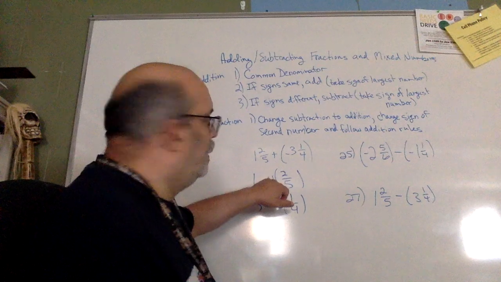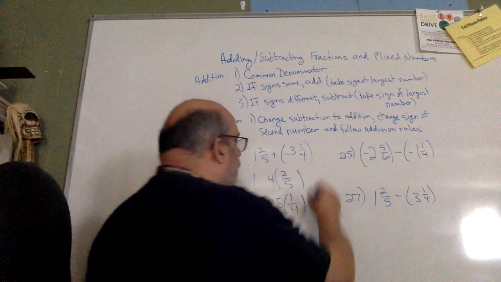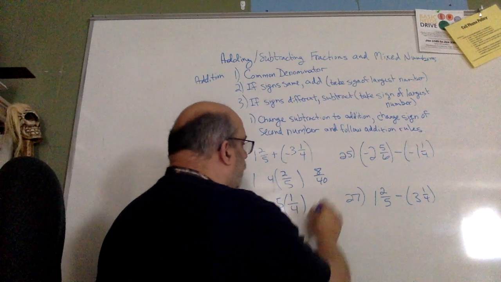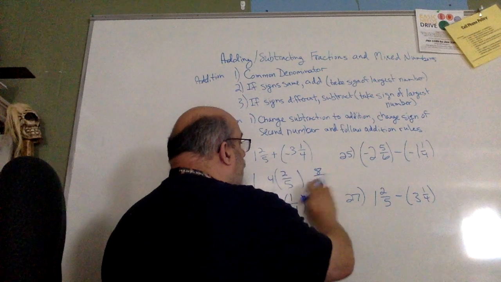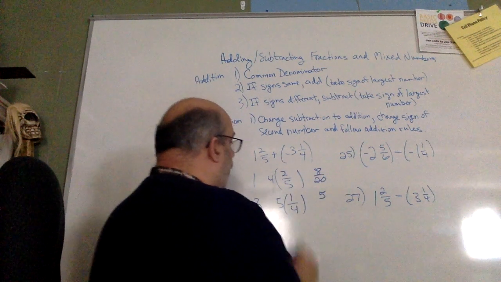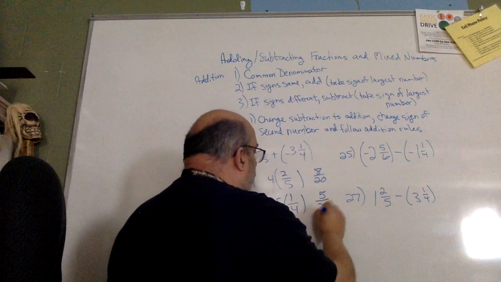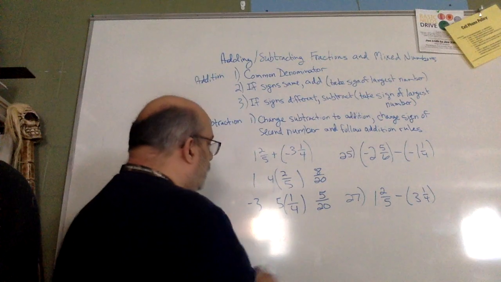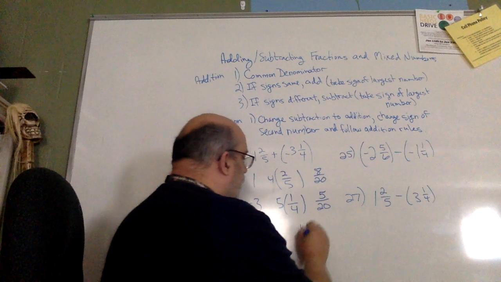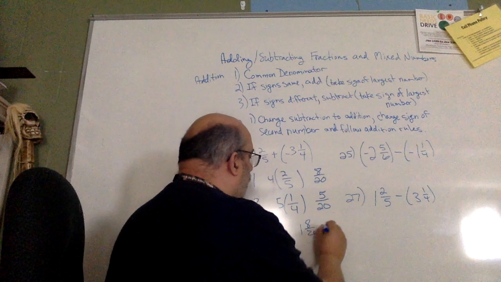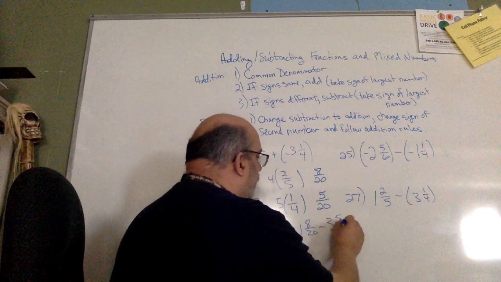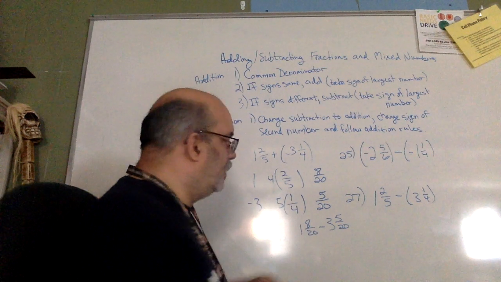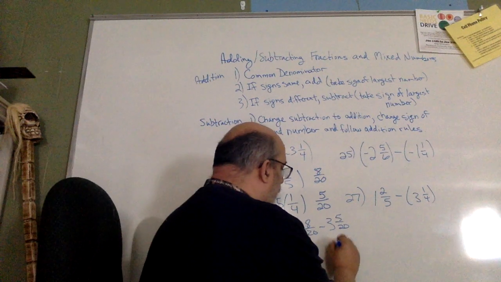Okay, so 4 times 2/5, 8 over 20. And 5 times 1/4, 5 over 20. So I now have 1 and 8/20 minus 3 and 5/20. 3 and 5/20 is larger, so we're going to take the other one from that.